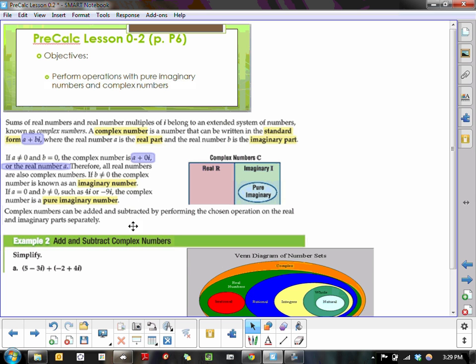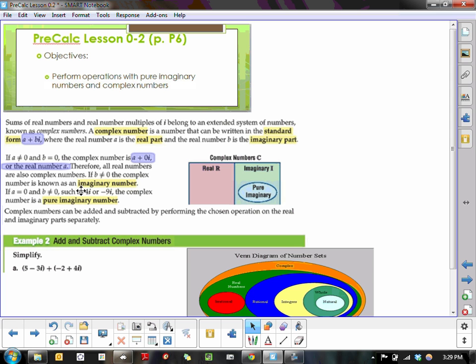Now if b is not equal to 0, so in this standard form, if b isn't equal to 0, then you're always going to have an imaginary part to it. If that's the case, the complex number is known as an imaginary number because it has an imaginary part. If a is equal to 0 and we don't have any real part whatsoever, so I block that out and I just have bi, that is known as a pure imaginary number because we don't have any real part in front of it.